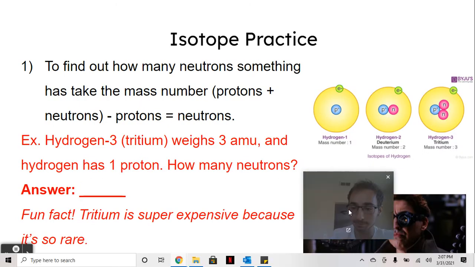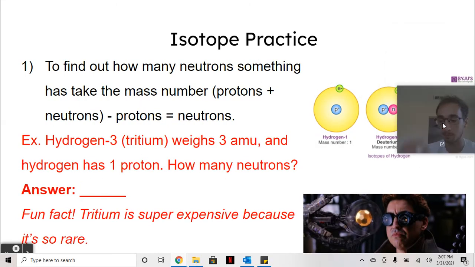And this next one, you may recognize from Spider-Man 2. Hydrogen-3 is called tritium. That's just the name for it because it's special. Hydrogen-3 weighs 3, and hydrogen, remember, only has 1 proton. So how many neutrons is tritium going to have? Fun fact for you, tritium is super expensive because it's very rare. That's why Doc Ock was stealing it in Spider-Man 2.